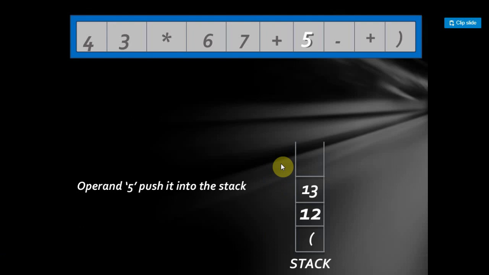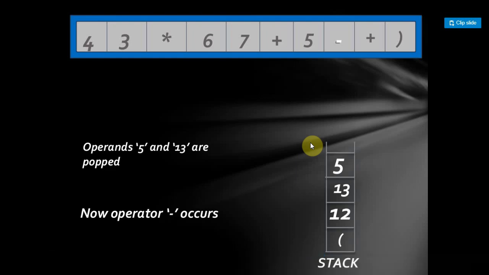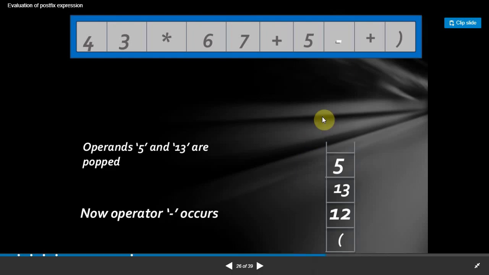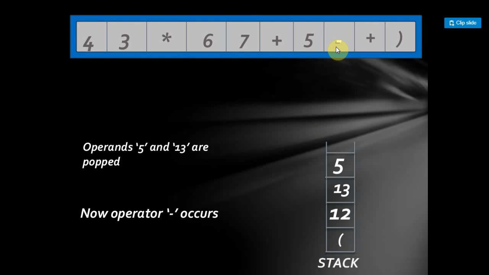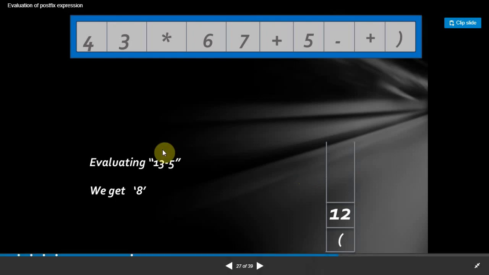Now what is the next input? The next input is 5. So again you push 5 into the stack. Now what is the next input? Minus symbol. This is an operator. So again you have to pop the top 2 elements from the stack. Here the top 2 elements are 5 and 13. Pop them and perform the subtraction: 13 minus 5 is 8.